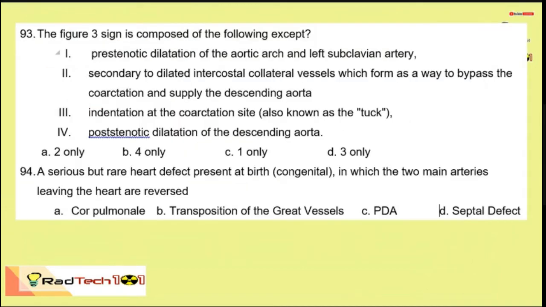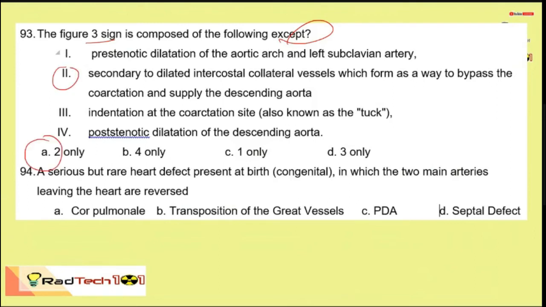Number 94: the figure 3 sign is composed of which of the following? We mentioned this earlier. This is common in patients suffering from aortic coarctation. So these are the signs except letter A. This is the wrong one.